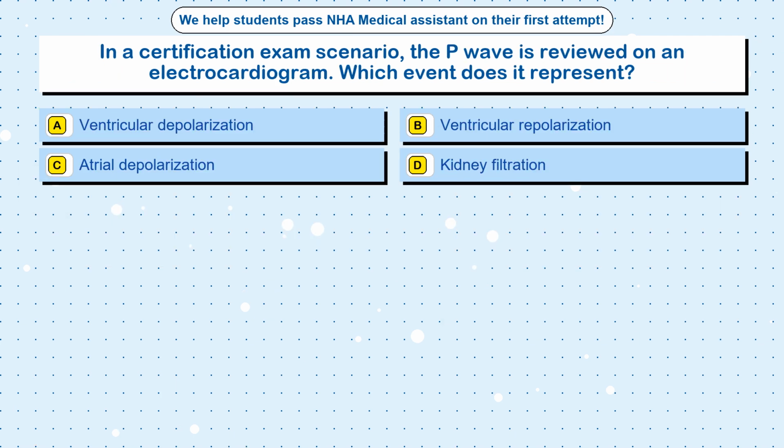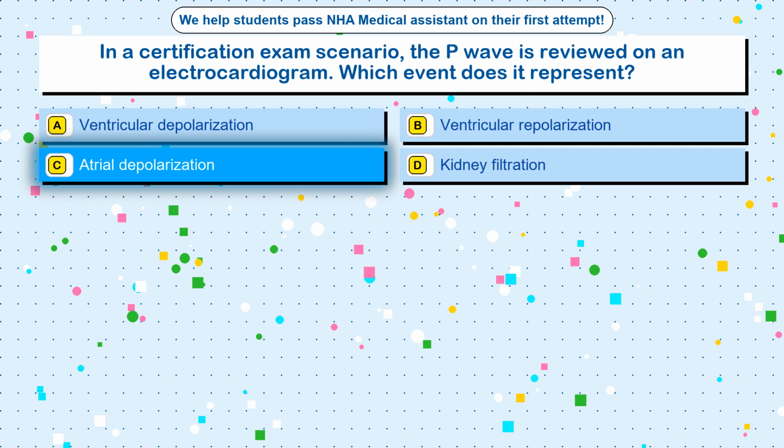Question 5. In a certification exam scenario, the P wave is reviewed on an electrocardiogram. Which event does it represent? Option A. Ventricular depolarization. Option B. Ventricular repolarization. Option C. Atrial depolarization. Option D. Kidney filtration. The correct answer is option C.